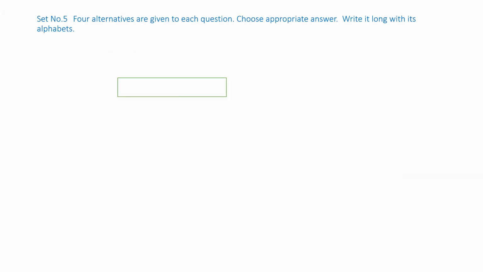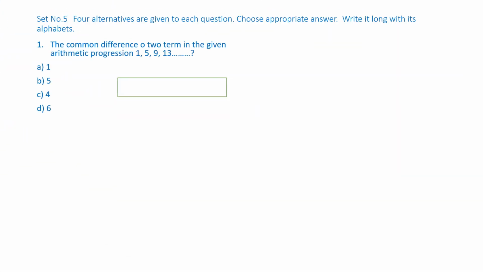Let us take set number 5, question number 1. The common difference of two terms in the given arithmetic progression is 1, 5, 9, 13. So we have to find the common difference. Therefore, the common difference d is given by the formula: second term minus first term, that is 5 minus 1, which is 4. So the answer is 4.